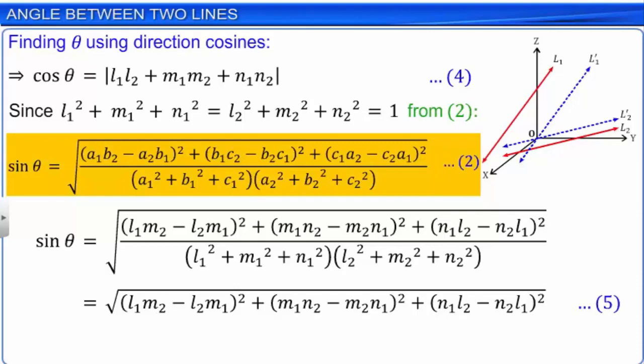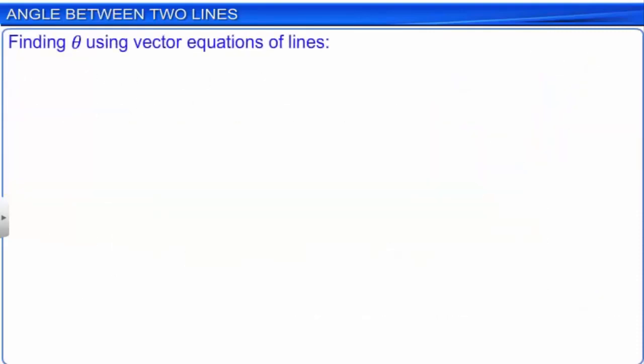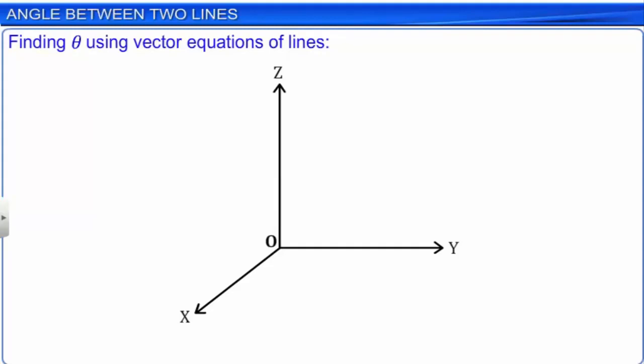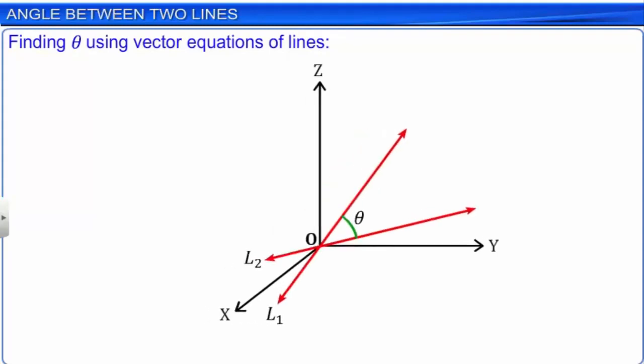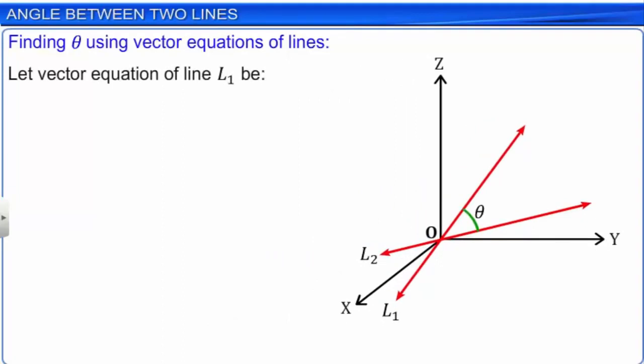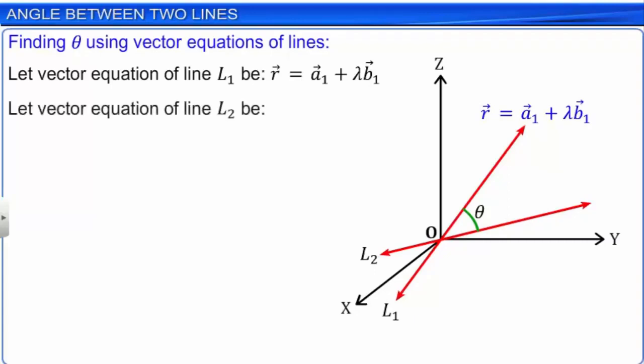Now, we will find the angle between the two lines when their vector equations are given. Let us represent the two lines L1 and L2 with their vector equations. Let the vector equation of line L1 be vector A1 plus lambda into vector B1. Similarly, let the vector equation of line L2 be vector A2 plus mu into vector B2.